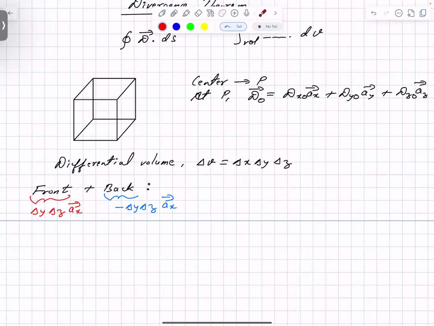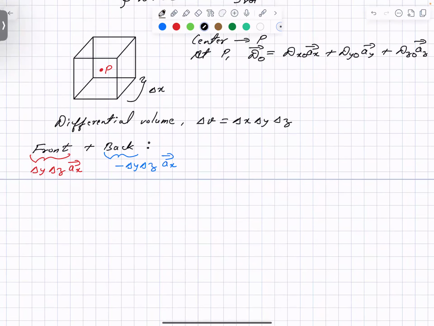From the center of the box, which is, let's say, over here, if we're moving to the front, we have to travel delta x by 2 in the ax direction, right? Because this total length is delta x and P is at the center. So if we move delta x by 2 in the ax direction, we get to the front surface. Similarly, to get to the back surface, we have to move negative delta x by 2 from point P.